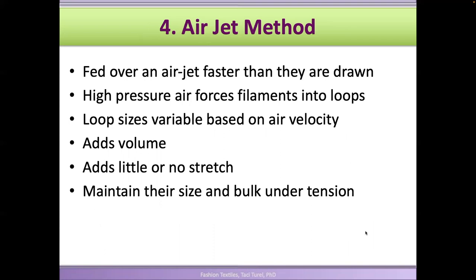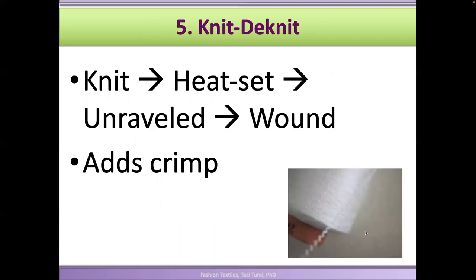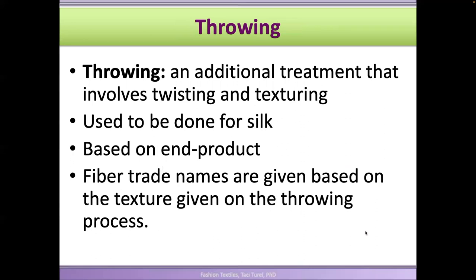Air jet method uses compressed air to create that volume on the yarn. Knit-de-knit. In that case, you can knit a fabric, especially filament yarns, and then you kind of heat set them like that. And then when you unravel the fabric, it creates a crimp from the knitting that you made. Throwing is an additional treatment that involves twisting and texturing. We do that for silk fibers, usually.